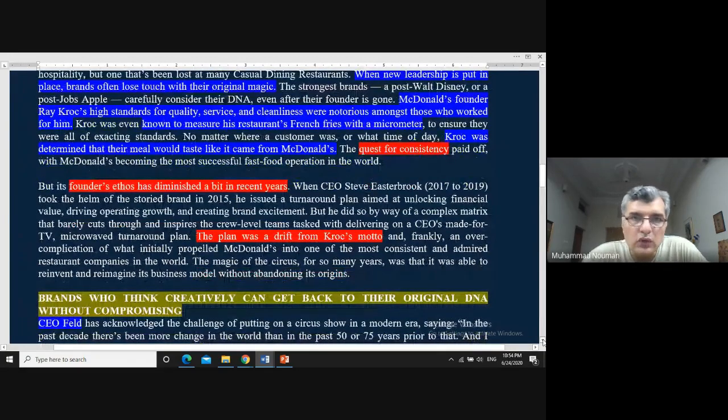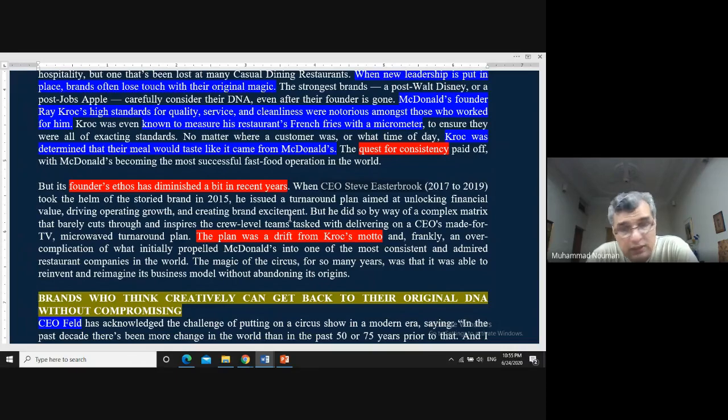But the writer goes on to give us an example of how McDonald's struggled in the later years. For example, we are given the example of the CEO, Mr. Steve Easterbrook, who was the CEO of McDonald's from 2017 to 2019, as mentioned here also. It is believed that he made a number of attempts to revitalize the company, for example, his focus on unlocking financial value, driving operating growth, and creating brand excitement. So he took a number of initiatives.